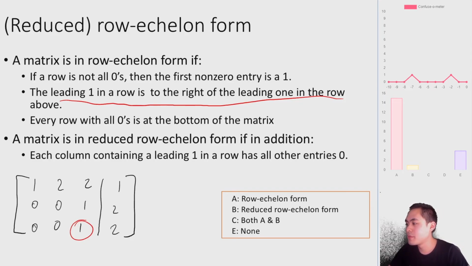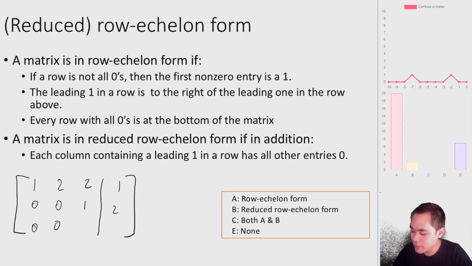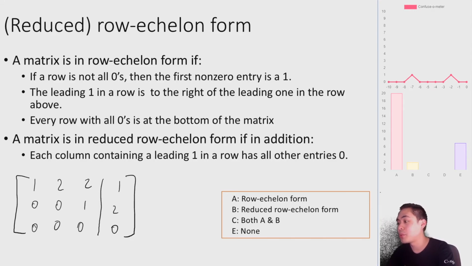What if I change it slightly? So let's say I replace this here with a 0, 0. Okay, let me reset. So the answer to that previous one was E for the record. It was not in row echelon form. But I'm resetting now, and is it in row echelon form now? So I've changed it slightly.